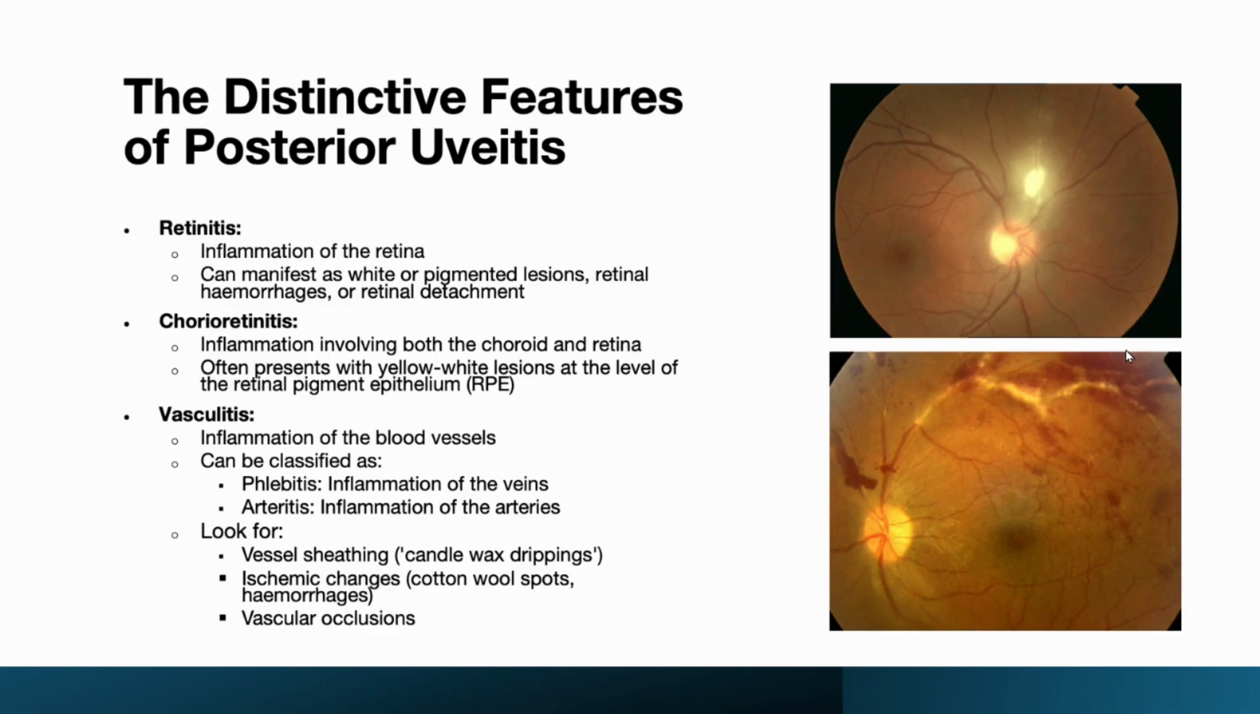In the images on the screen, we can see in the top image some peripapillary chorioretinitis with associated vasculitis, a phlebitis, and in the image below there is retinal vasculitis with retinal hemorrhages supranasally to the optic disc.